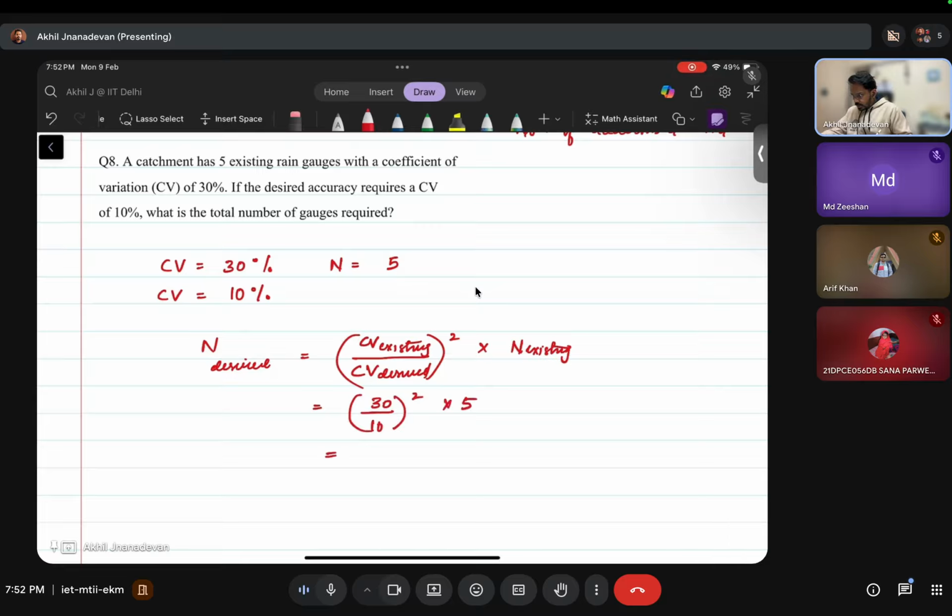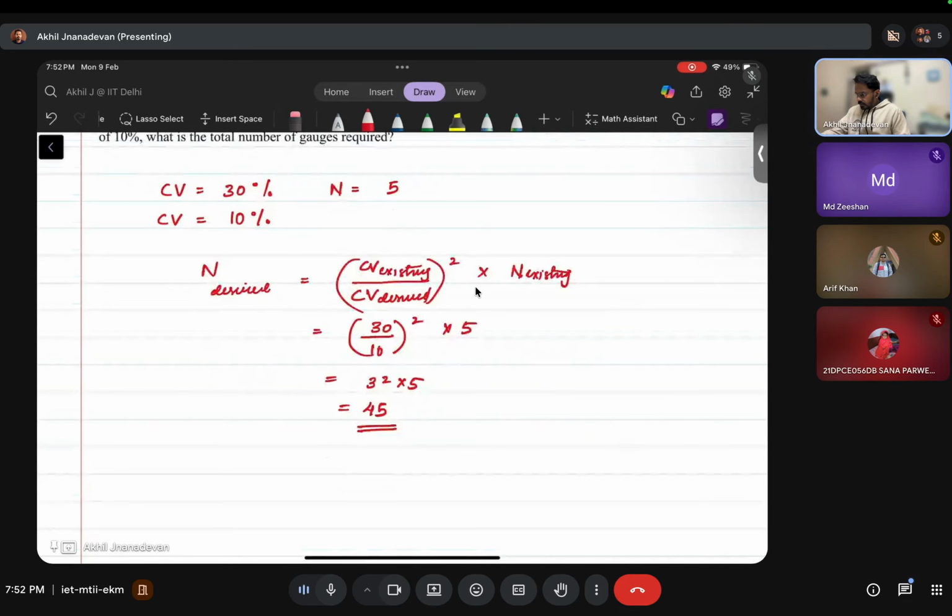So the number required will be 3 squared into 5, which is 45. 45 is the answer. So 45 rain gauges are required in total. We already have 5, so we need how much more? 40 more are required.